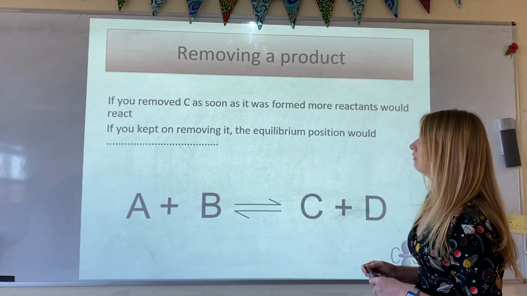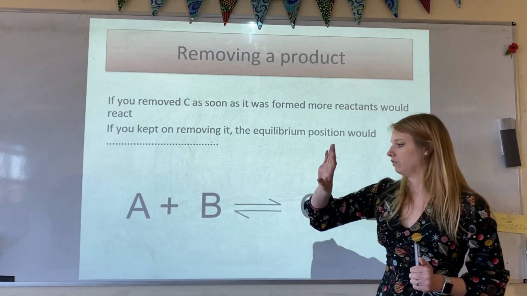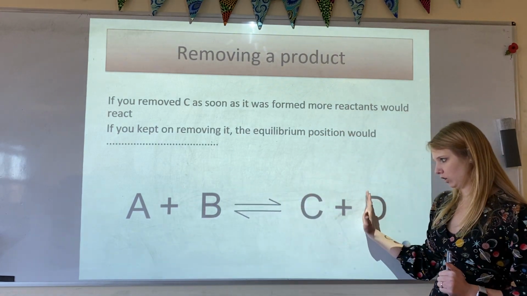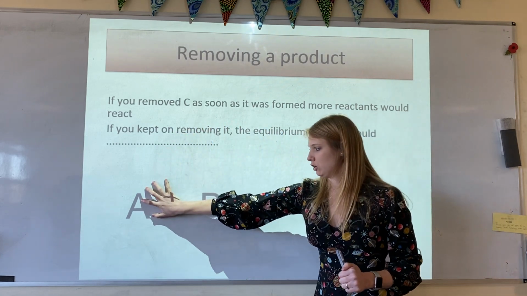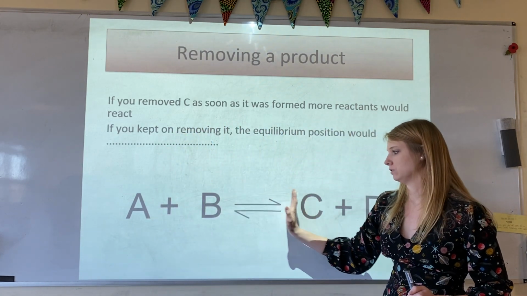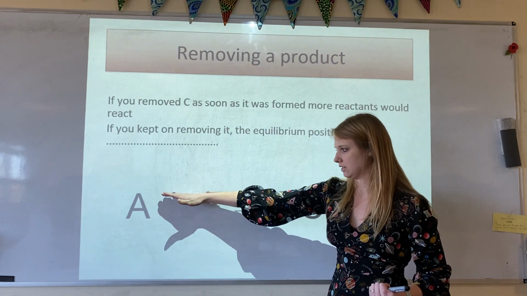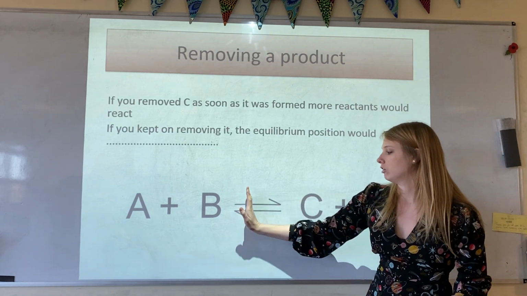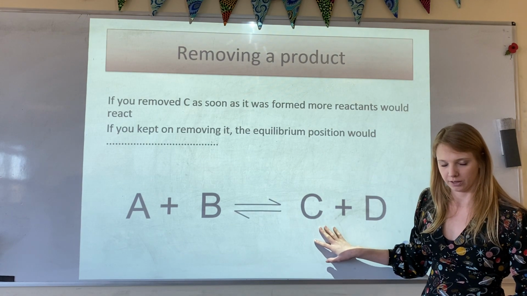So that is everything that you need to know for changing concentration. So if you increase your reactants, equilibrium shifts to the right to therefore increase the products. If I decrease my reactants, equilibrium shifts to the left to try and increase the reactants again. And if I remove a product, then equilibrium will shift to the right to make more of that product. Okay.